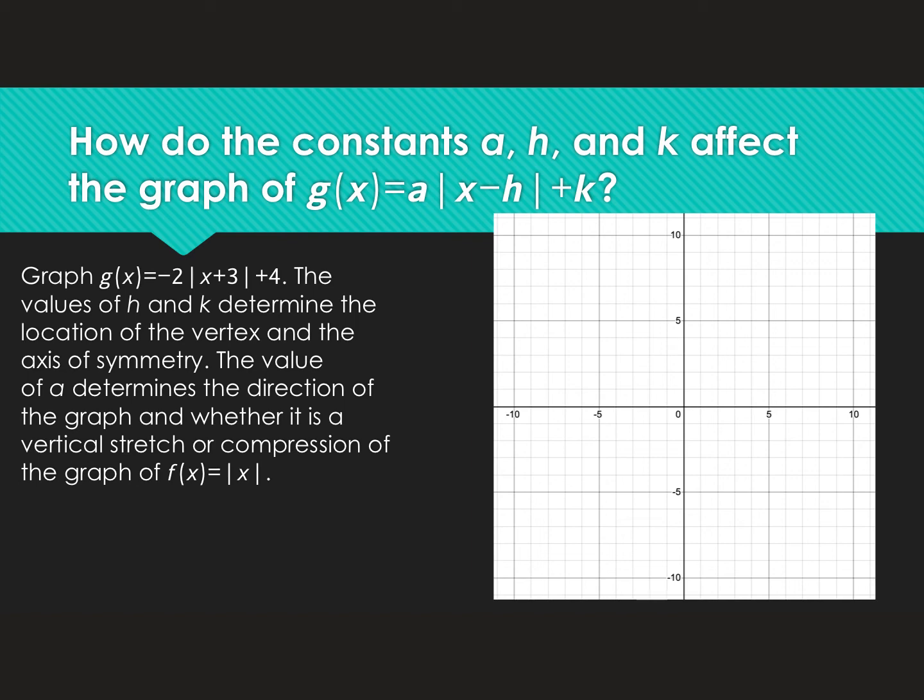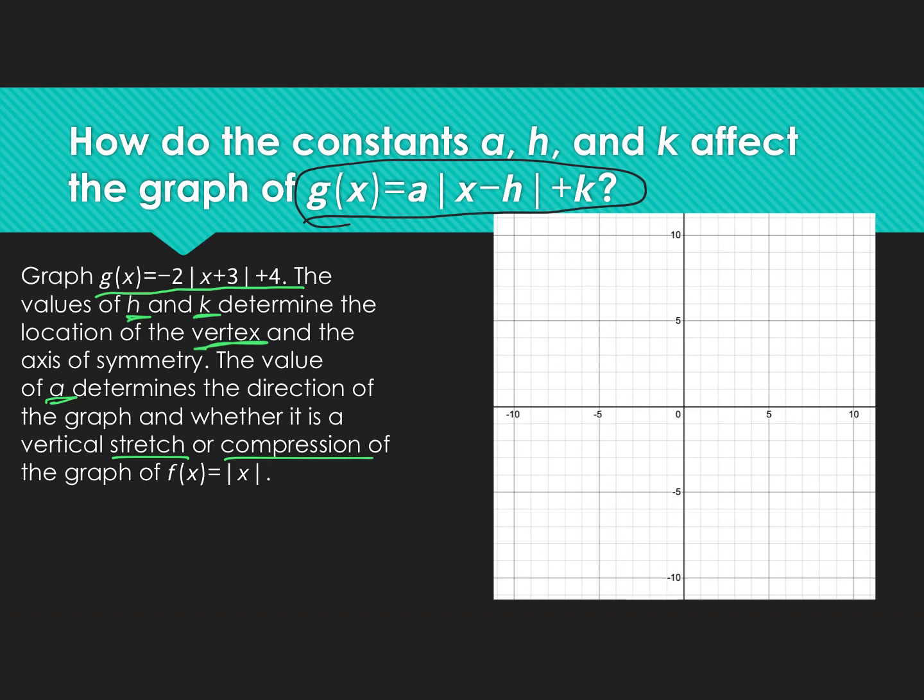Now let's look at a full function graph. So I have this full function, g(x) equals a times the absolute value of x minus h, plus k. Given that, we're going to graph g(x) equals negative 2 times the absolute value of x plus 3, plus 4. Remember, the values of h and k determine the location of the vertex, which also gives us our axis of symmetry. The value of a determines the direction the graph opens and whether it is a vertical stretch or compression.